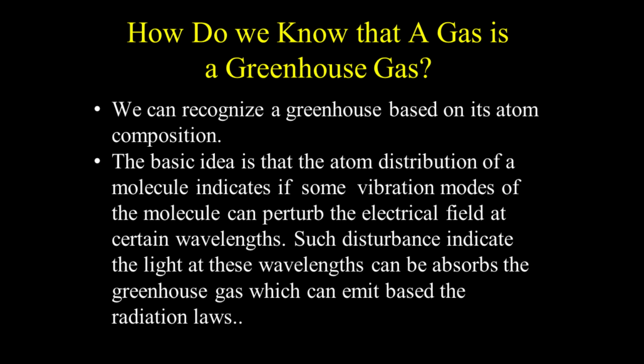The basic idea is that the atom distribution of a molecule indicates if some vibration modes of the molecule can perturb the electrical field at certain wavelengths. Such disturbances indicate that light at these wavelengths can be absorbed by the greenhouse gas, which can also emit based on the radiation laws.